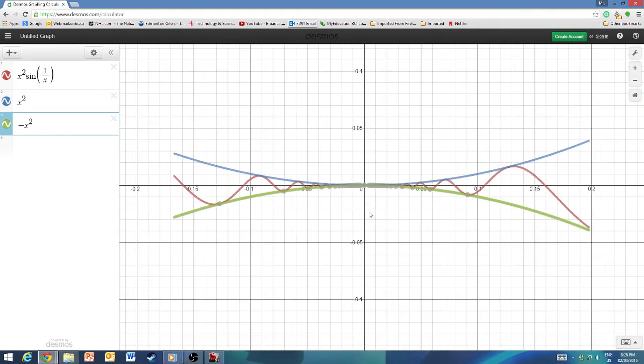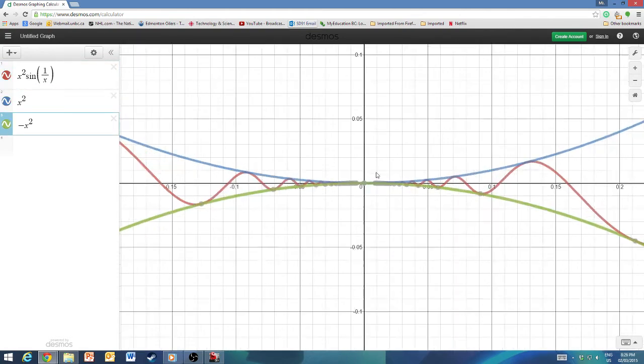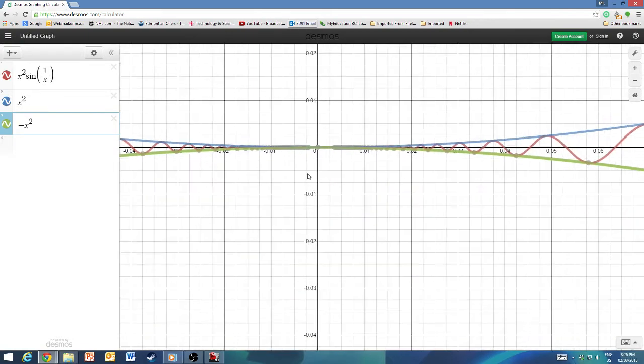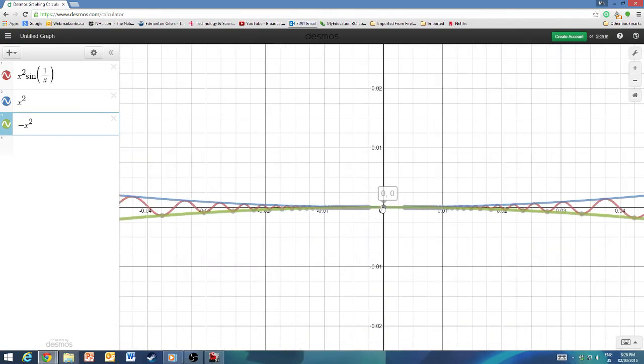As you can see, it looks like our function, sine 1 over x, that's this one here, the red line, is being squeezed by positive x squared and negative x squared. And let's zoom in some more. And it is being squeezed until it is effectively equal to 0 once it gets to x equals 0. Okay? And that's how we use the squeeze theorem.